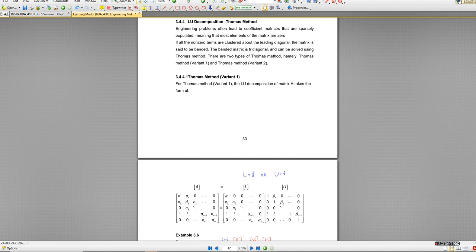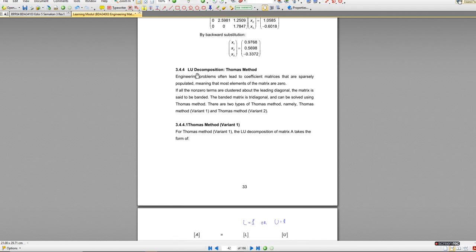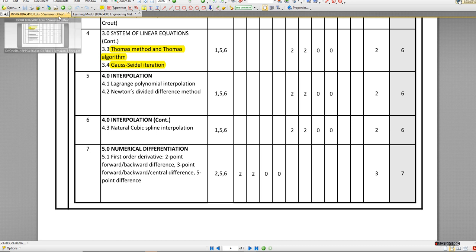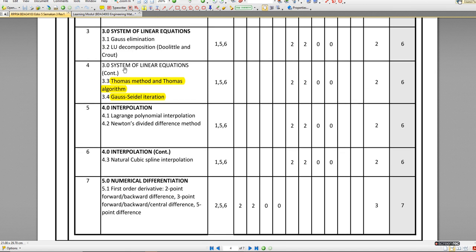In the last class we already covered LU decomposition and the Thomas method, based on our RPP or lesson plan. For Chapter 3, besides Doolittle and Crout, we also have to study the Thomas method and Thomas algorithm before we proceed to Gauss-Seidel iteration, which we will learn today.